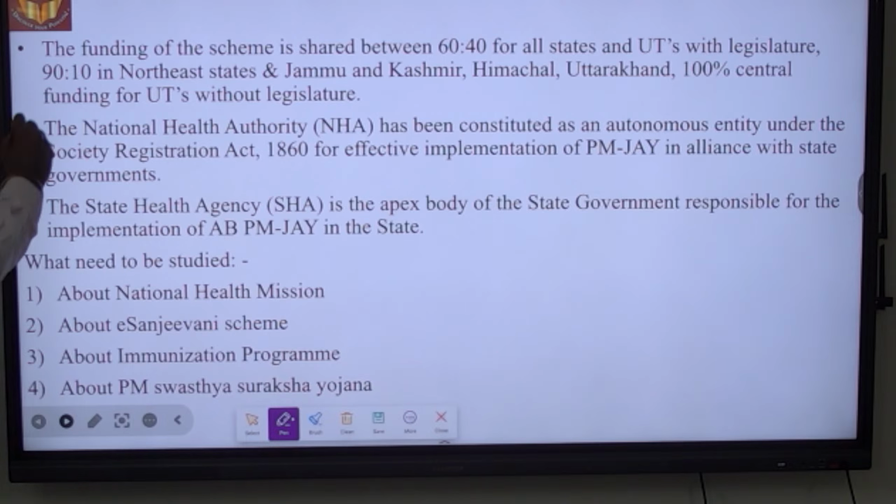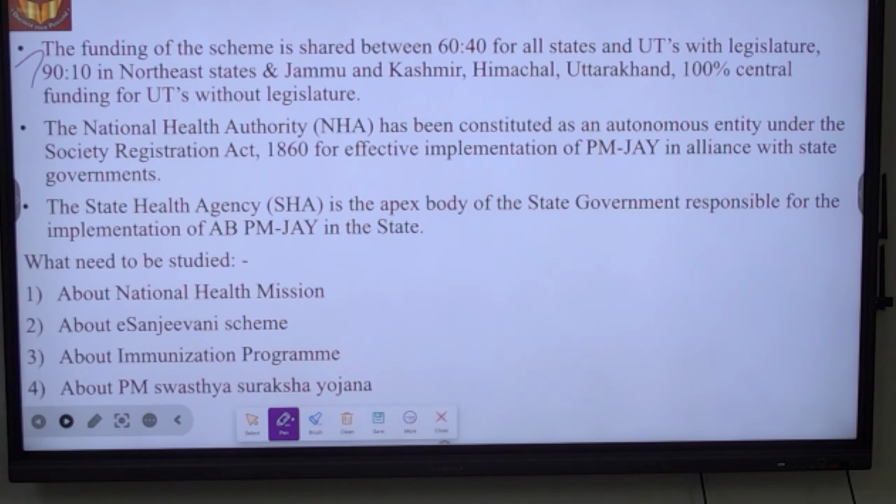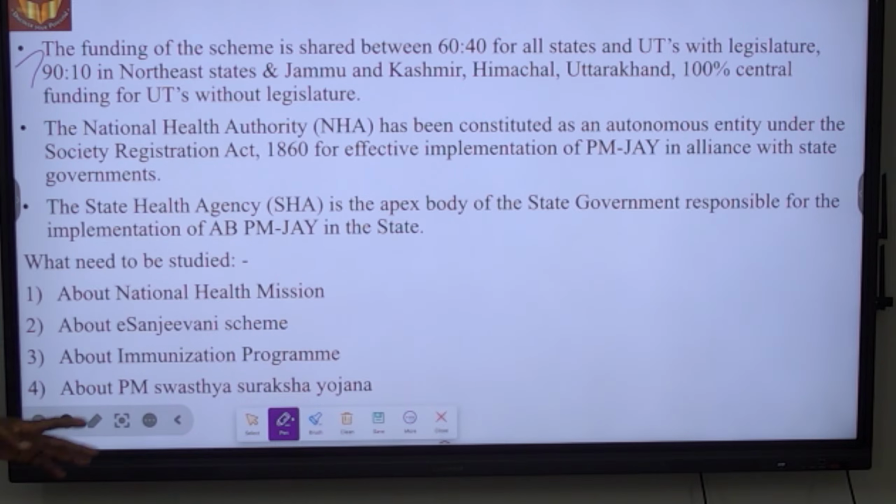The funding of the scheme is shared 60 to 40 between the center and the states for all states and union territories with legislature. And in case of northeastern states and Jammu Kashmir, Himachal as well as Uttarakhand, it is 90:10. The fund is divided between the center and the state at 90:10. And in case of union territories without legislature, it is 100% centrally funded.